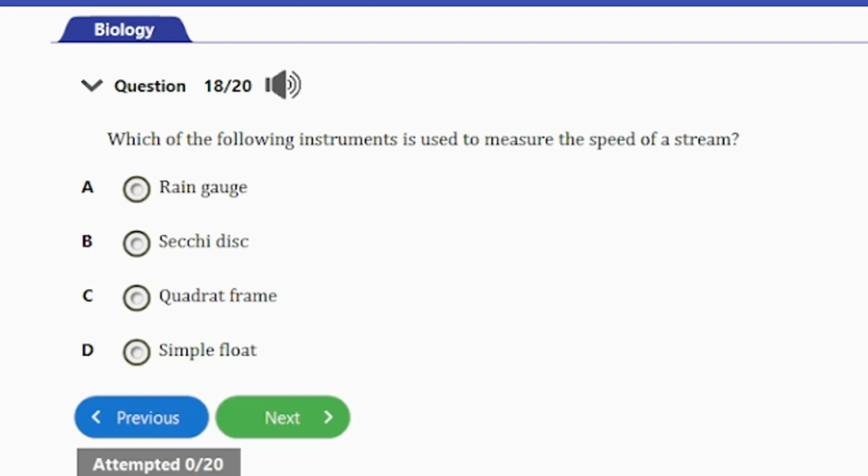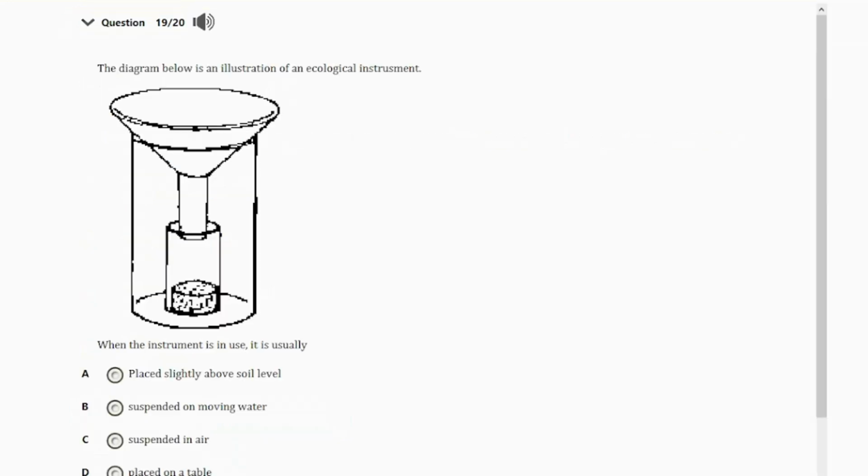A simple float is used to measure the speed of a stream, and this can be done by timing how long it takes the float to travel a certain distance down the stream. So that's the correct answer to this question. So guys, the answer to this question will be option D here, and that's it for this question. Let's consider the next question, question number 19 here, having the same diagram.